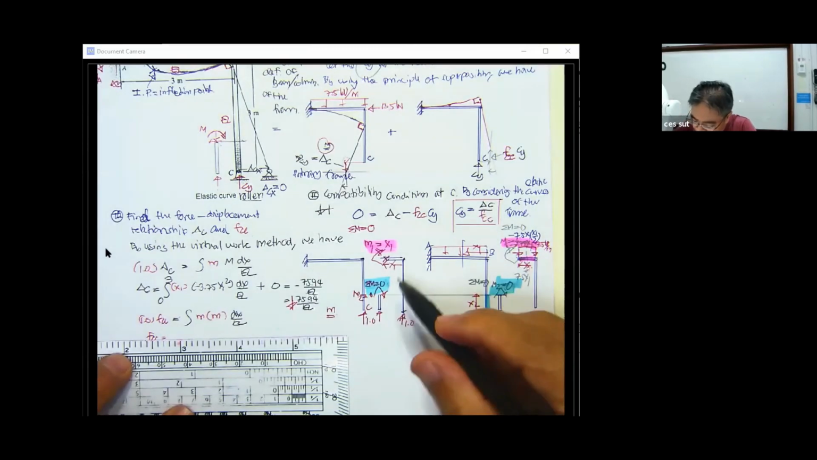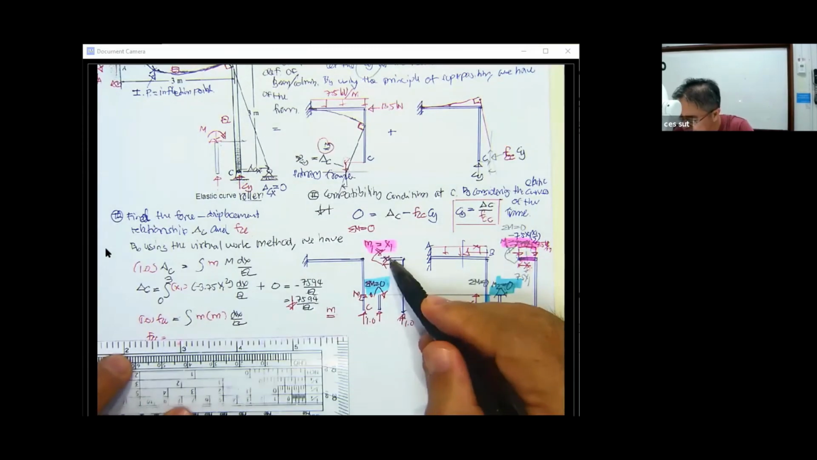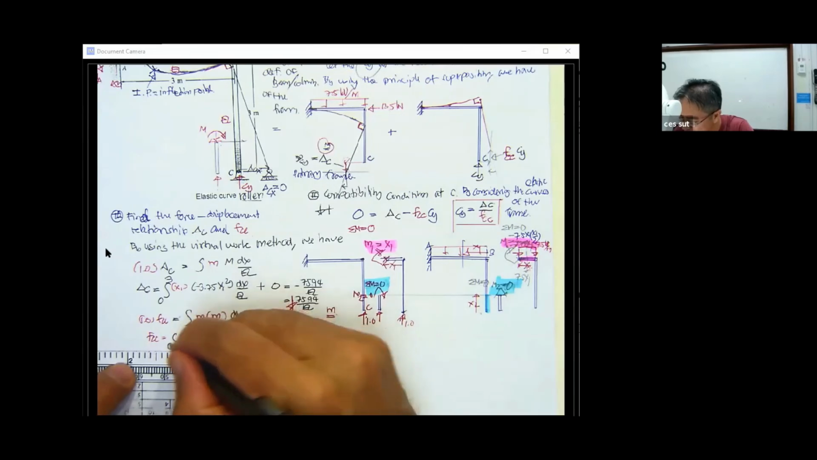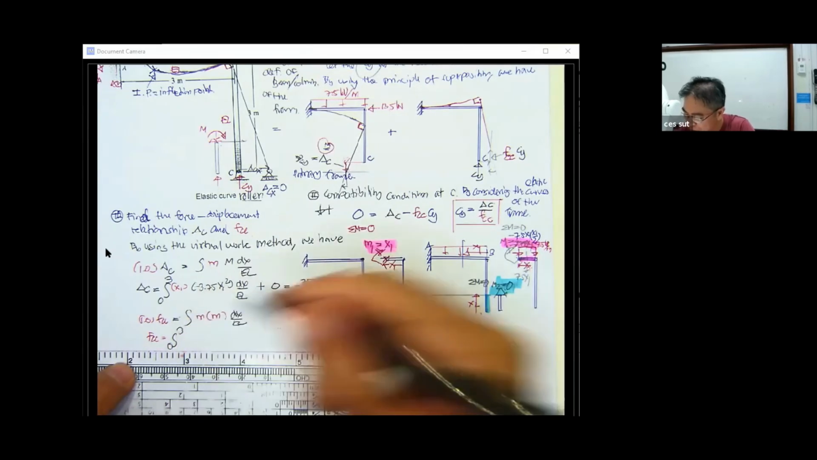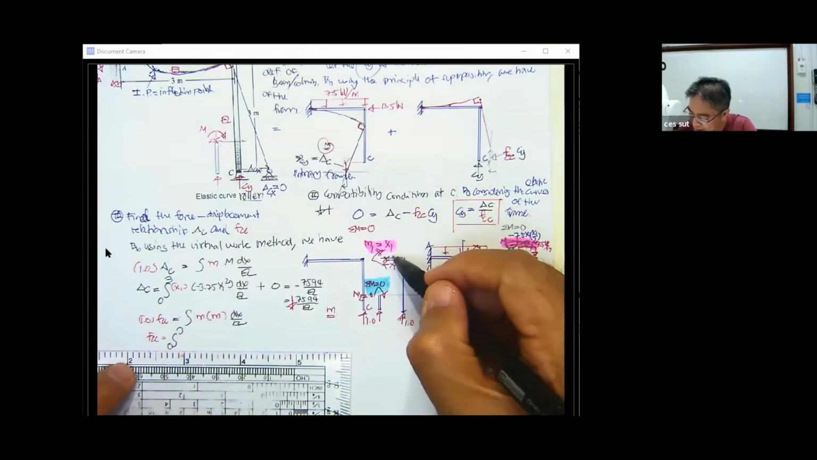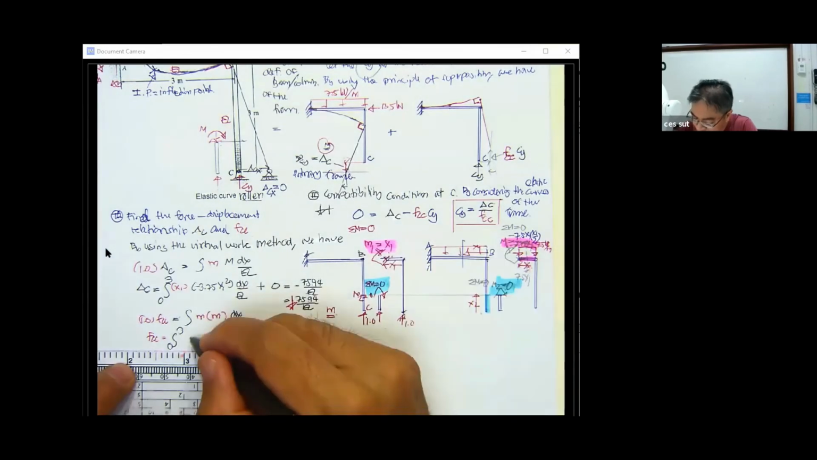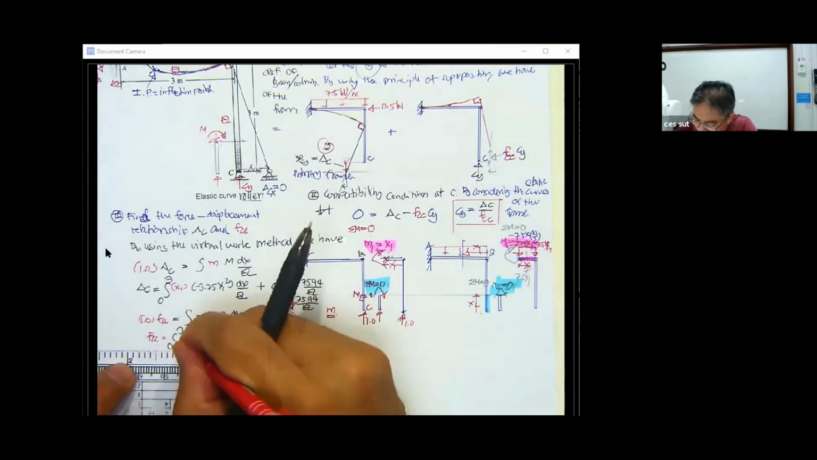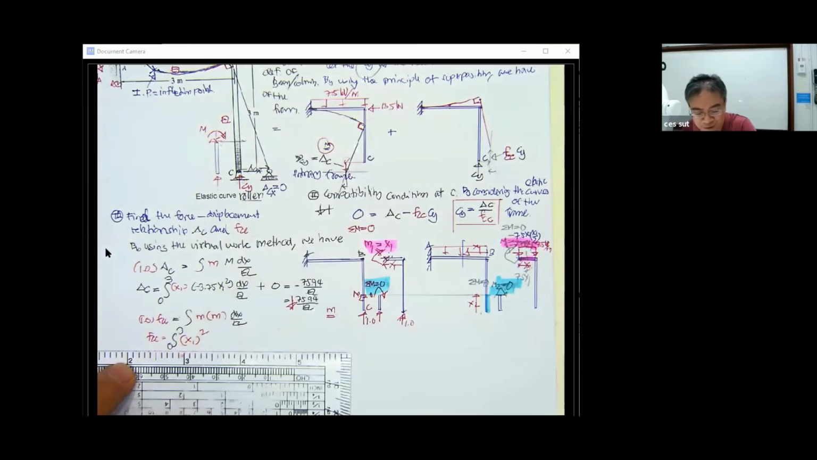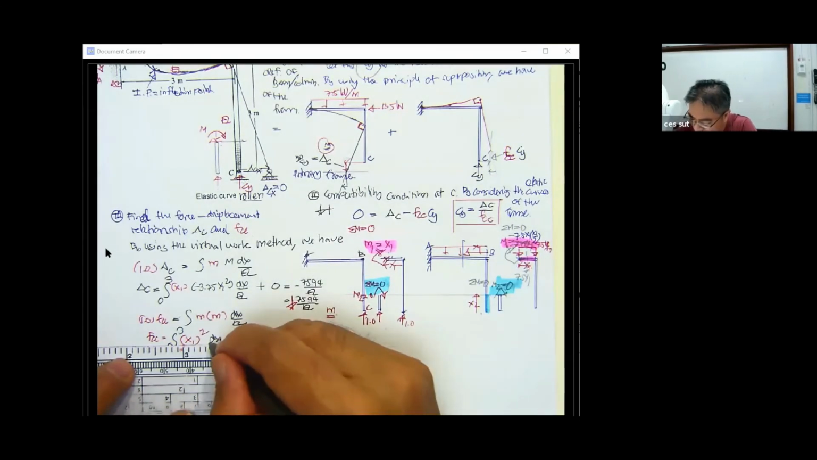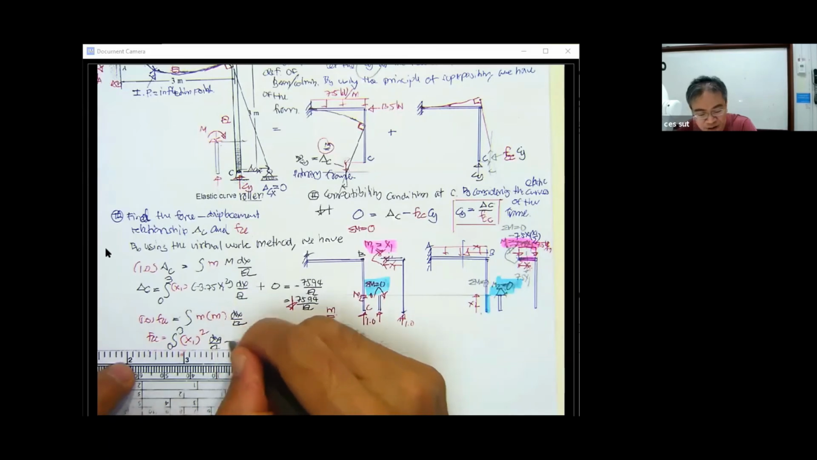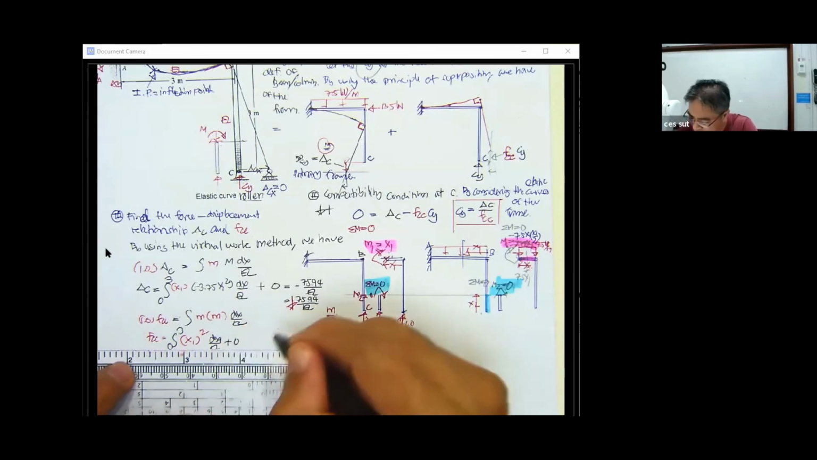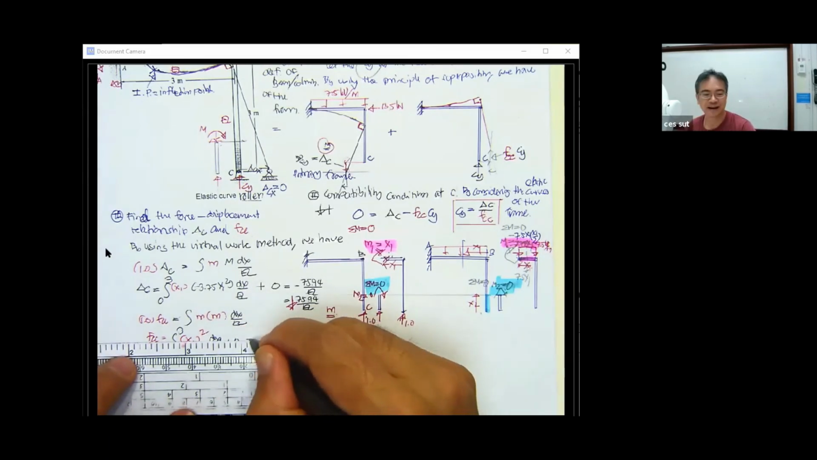Integration of 0 to 3 from this B to this A. And then this one is x1 times x1, which is x1 squared, and then dx1 over EI, and then plus 0. This is going to be simple. It's going to be 9 over EI.